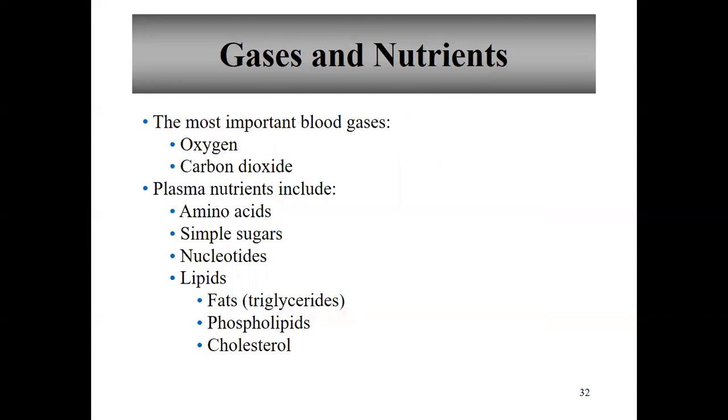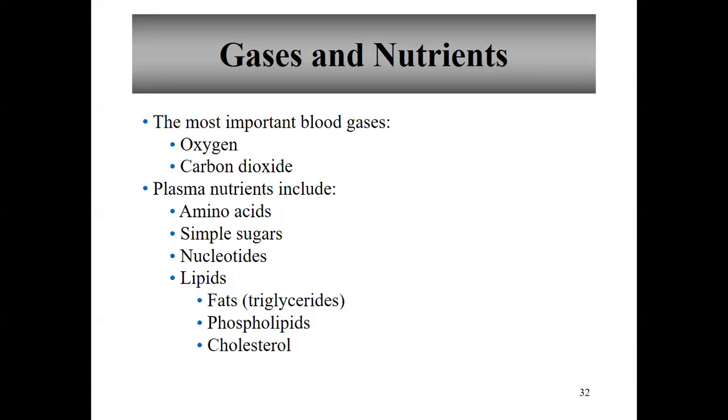So now, when we talk about gases and nutrients, the most important blood gases are going to be oxygen and carbon dioxide. There are other gases in our blood, but we mostly focus on oxygen and carbon dioxide.